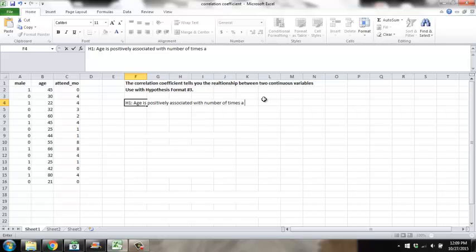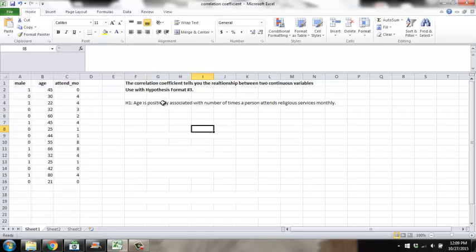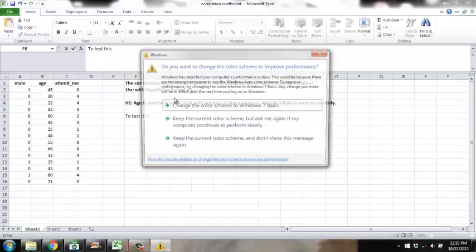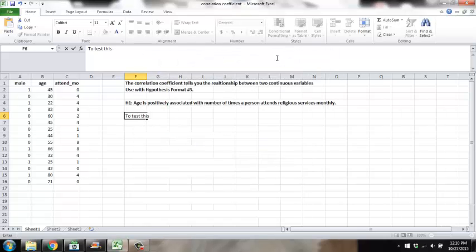times a person attends religious services monthly. Okay, so basically what we're asking here is we think there is a positive relationship between age and number of times people go to religious services. Older people go more often. It's basically what we're hypothesizing here. So to test this hypothesis, we have to use a correlation coefficient.